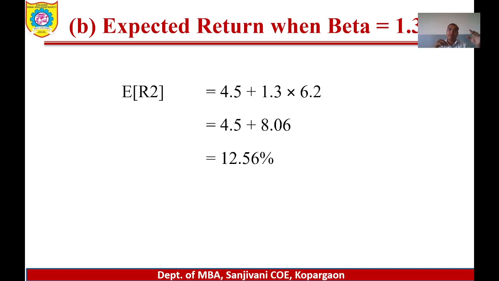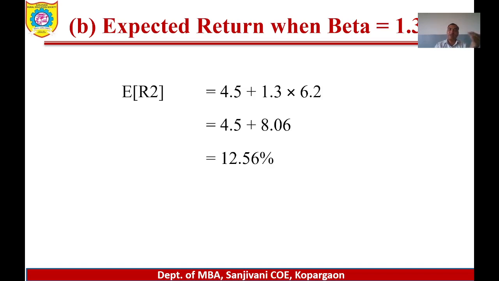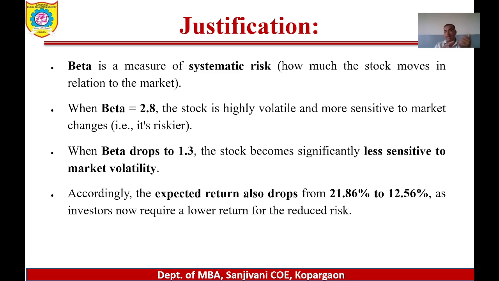Now if we compare answer 1 with answer 2, when beta was 2.8, our returns are 21.86, and when the beta falls to 1.3, the expected returns also fall to 12.56. Based on this, we can justify what exactly happened. Beta is a measure of systematic risk, how much the stock moves in relation to the market. When the beta was 2.8, the stock was highly volatile, that is riskier, and more sensitive to market changes. If there are ups and downs in the market, there will be high volatility, and based on that the returns might vary.